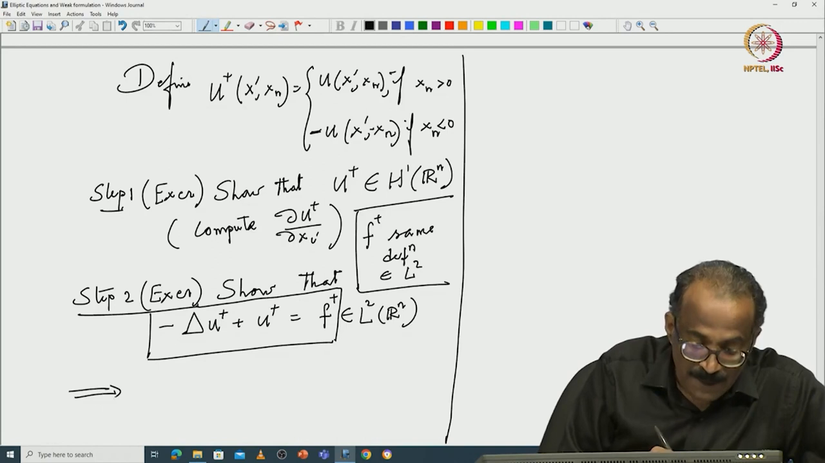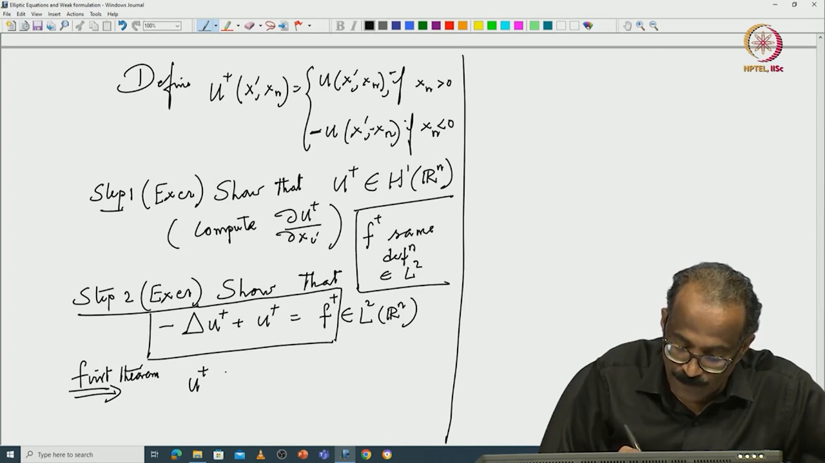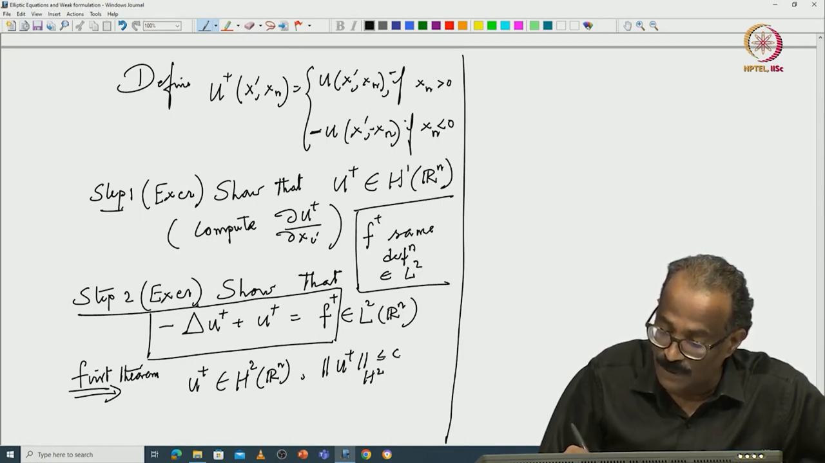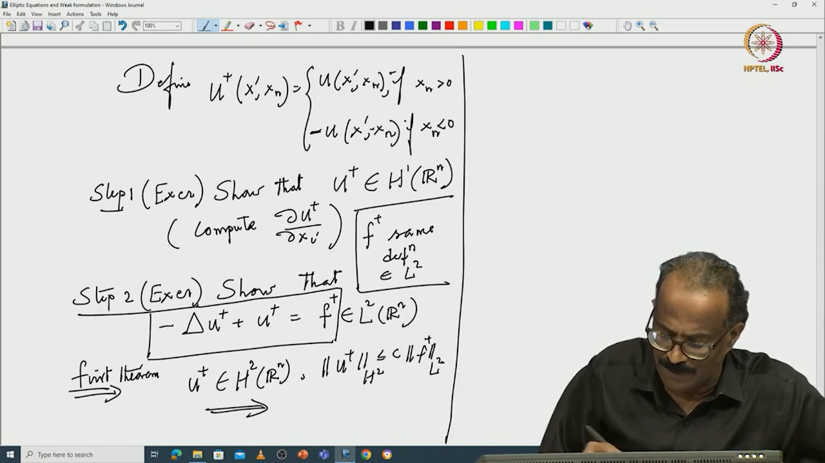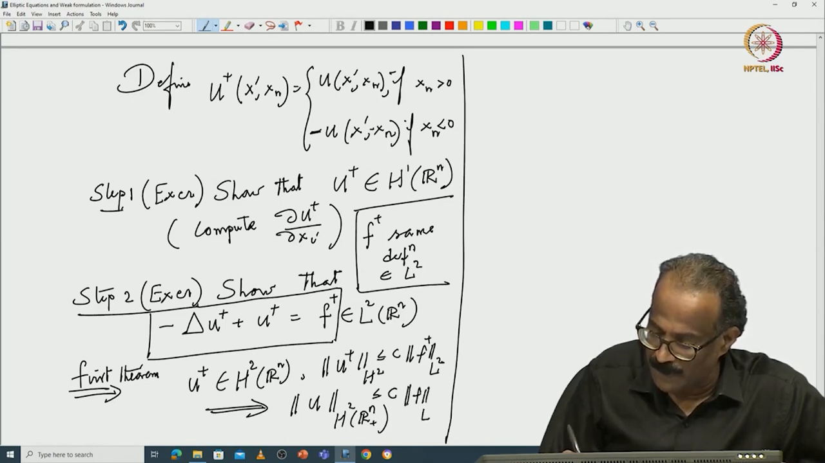Then apply the first theorem. That's all. You get u plus is in H2 of Rn. And with which estimate? The norm of u plus in H2 of Rn is less than or equal to a constant times the norm of f plus in L2, which, once you compute it, will give you the norm of u in H2 of Rn plus is less than or equal to a constant times the norm of f in L2 of Rn plus. That's all. These are all in Rn.